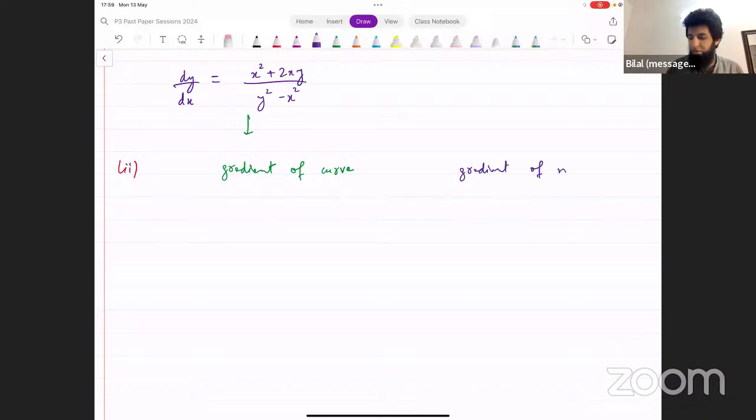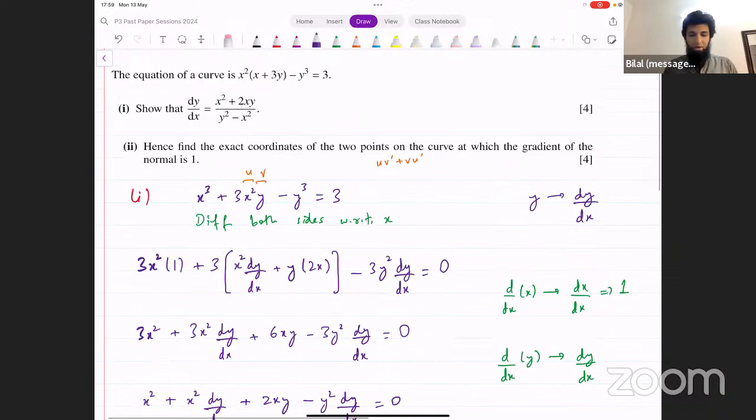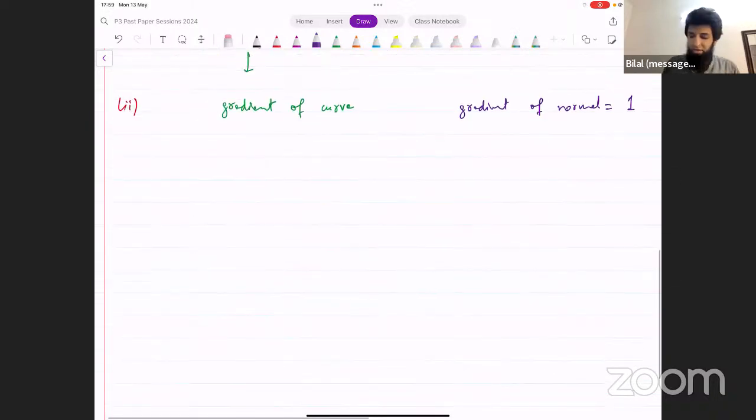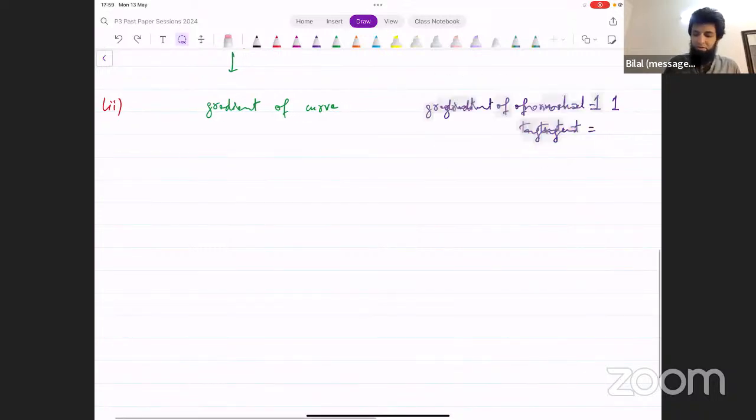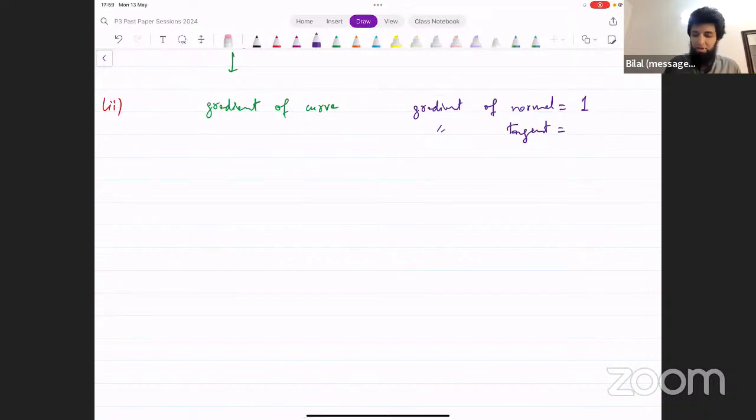If the gradient of normal at a point is 1, what about the gradient of tangent at that point? Gradient of tangent and normal are supposed to be negative reciprocal of each other. So this is 1. Gradient of tangent would be negative reciprocal of 1. That means minus 1 over 1. That is minus 1. So gradient of tangent is minus 1.